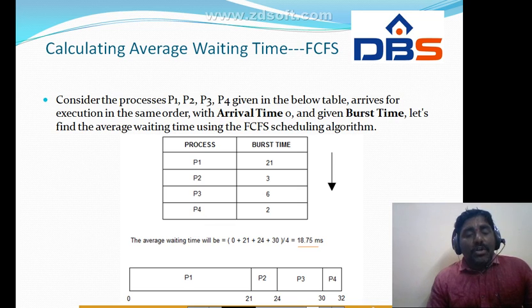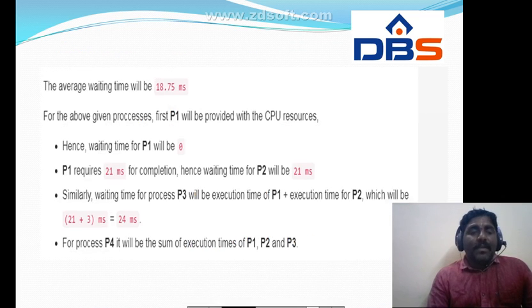Here P3 starts at 24, which means it will wait until 24 milliseconds. That's why P2 waiting time is 21. Again P3 starting time is 24, so P3 waiting time is 24, like that. Like that we are going to calculate waiting time in FCFS.